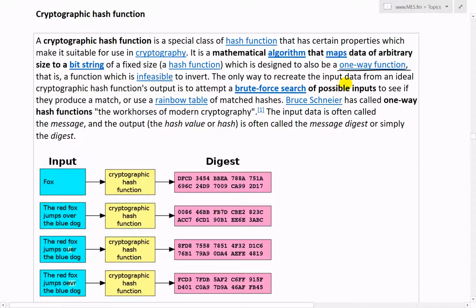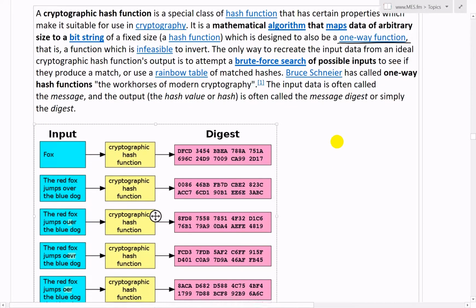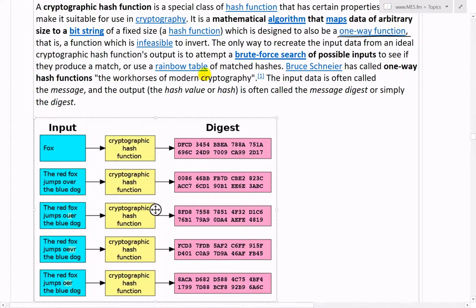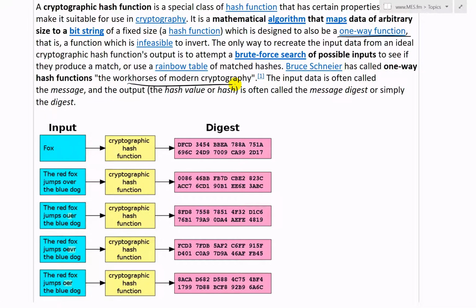The only way to recreate the input data from an ideal cryptographic hash function's output is to attempt a brute force search of possible inputs to see if they produce a match, or use a rainbow table of matched hashes. Bruce Schneier has called one-way hash functions the workhorses of modern cryptography, and yeah, it seems like it from what I've read so far as well. The input data is often called the message, and the output, the hash value or hash, is often called the message digest or simply the digest.